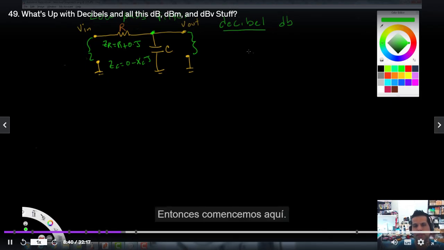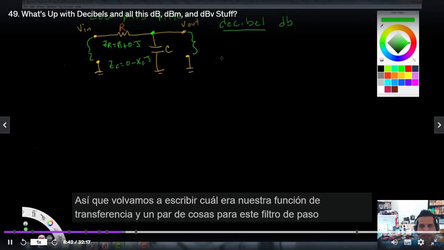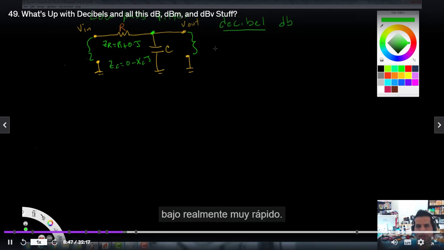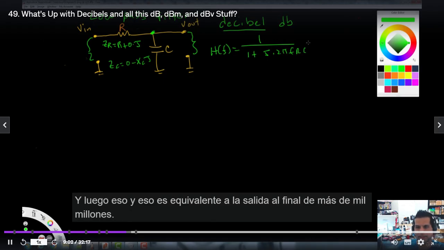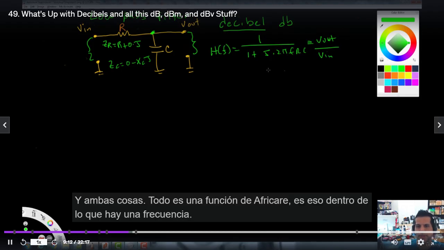So let's start here. Let's write again what our transfer function was, just really quick, for this low pass filter. We called it H of f equals 1 over 1 plus j 2 pi f R C, and that's equivalent to V out over V in. Everything is a function of f, which is a frequency.